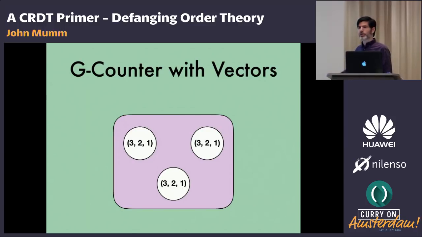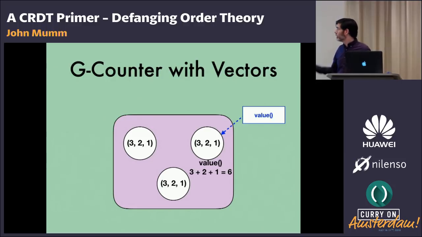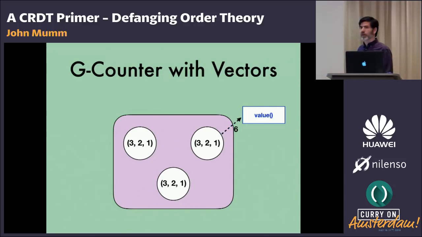And it turns out that no matter how much we share our local states, we're going to keep converging back on that same 321. And so when someone asks, hey, what's the value of the counter? We add up these elements, we send back 6.